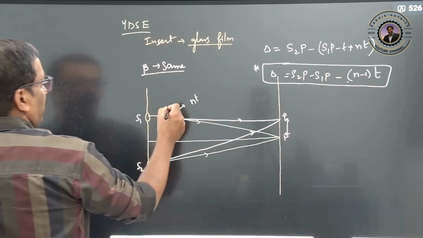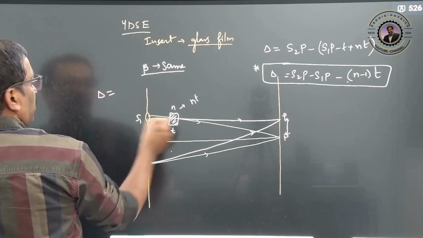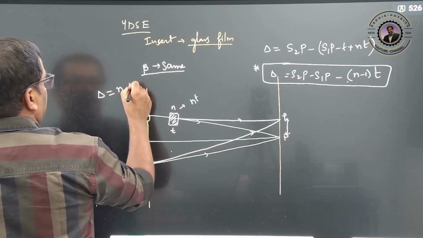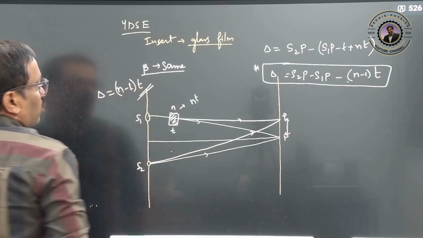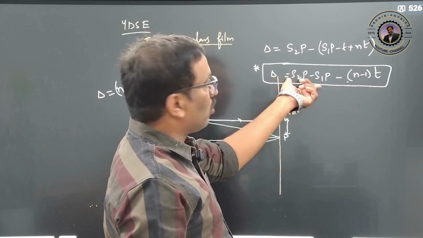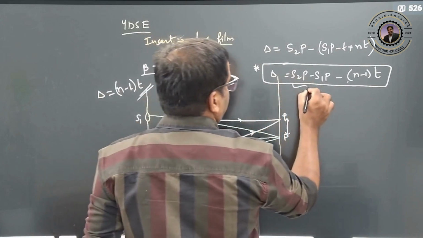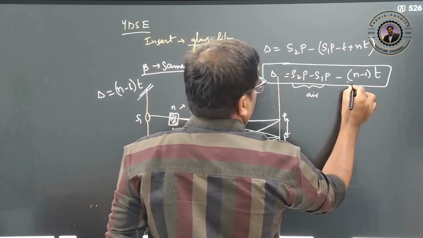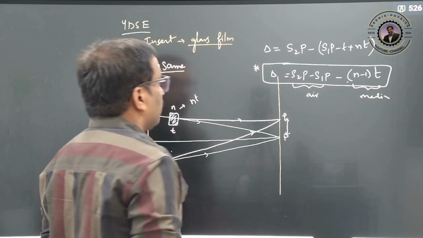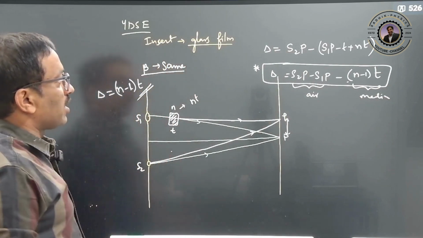Sometimes we can directly rewrite the path difference: due to this, the extra path difference is nothing but (n minus 1) into t. This much amount of change is going to take place. Clear? Now you understand how to write it. This is for the air, this is for the medium. So this is the path difference.